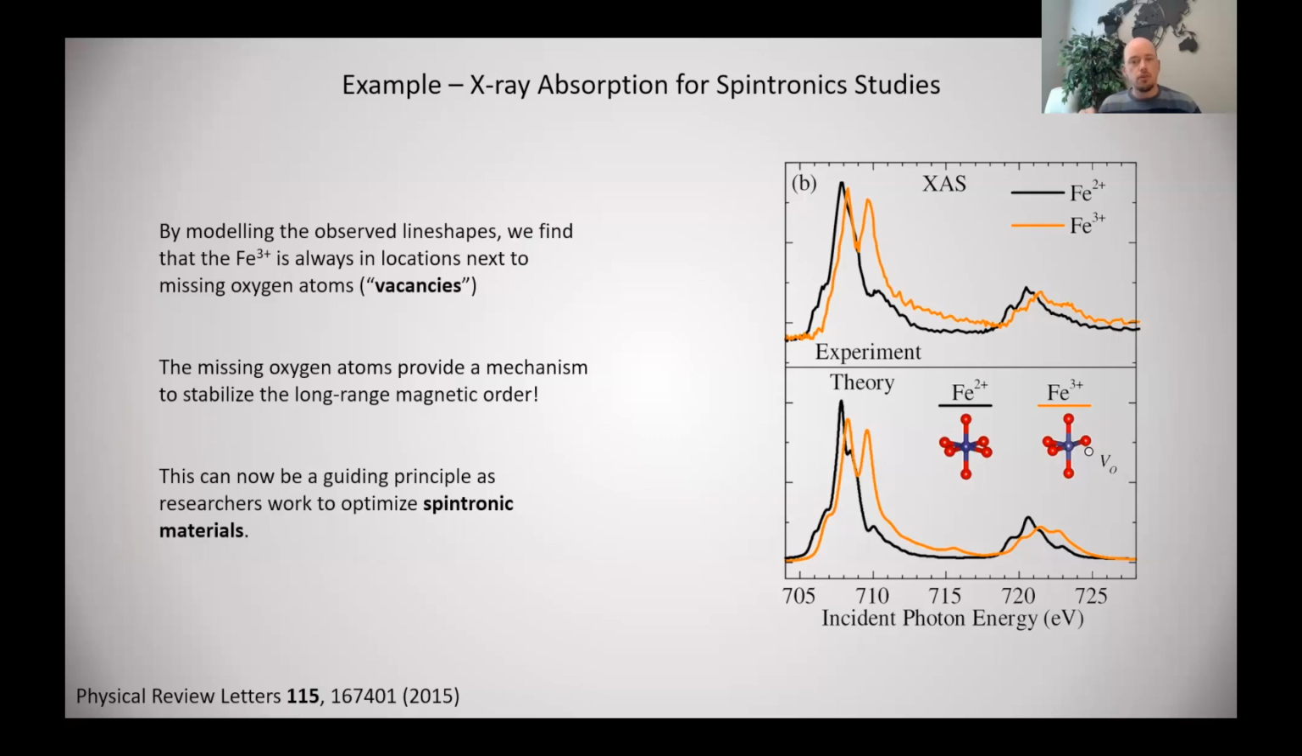Is there a way we can grow these materials with no iron 2+? So, we're putting the smallest concentration of iron in possible, and it's all going into magnetic sites. So that might be how we would then go on to optimize this for spintronics applications.